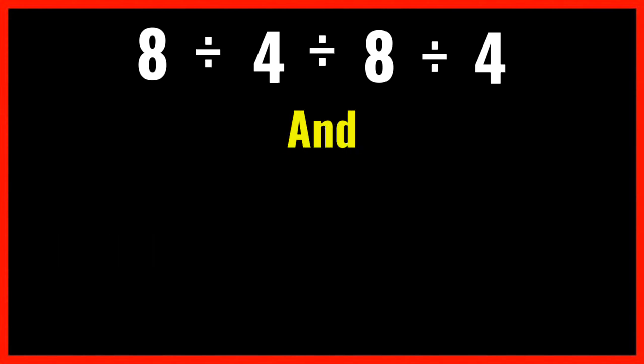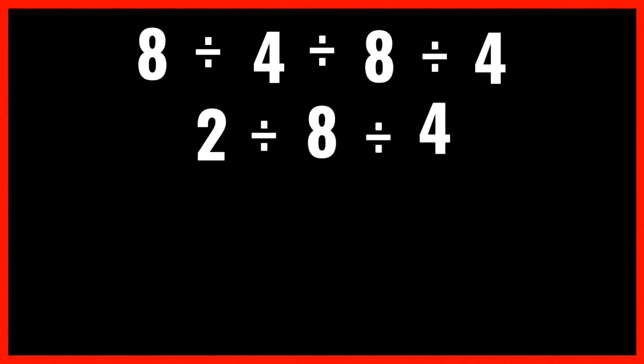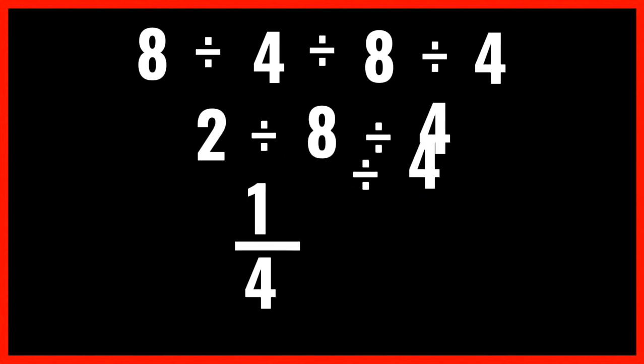Now let's go back and solve the original problem correctly. 8 ÷ 4 ÷ 8 ÷ 4. Start from the left. 8 ÷ 4 equals 2. Now we have 2 ÷ 8 ÷ 4. Again, go from left to right. 2 ÷ 8 equals 1/4. Now we have 1/4 ÷ 4.